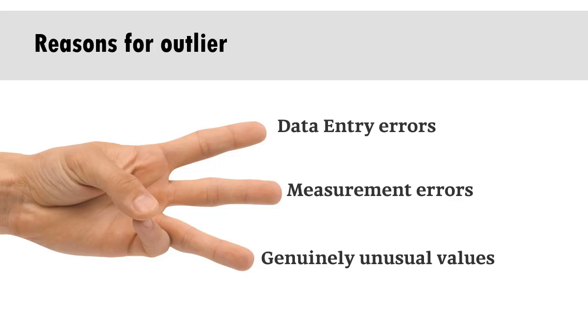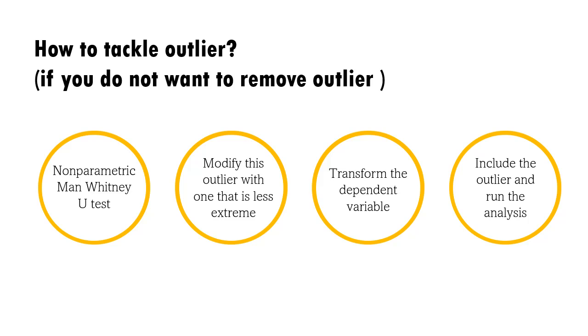The three most common reasons for outliers are: it can be a data entry error, it can be a measurement error, or it could be a genuinely unusual value. So how to deal with this outlier? One very common way to tackle outliers, if they are few in number, is you can report the outlier or you can remove the outlier. The most important thing is, whatever you are doing, just mention that in your manuscript.